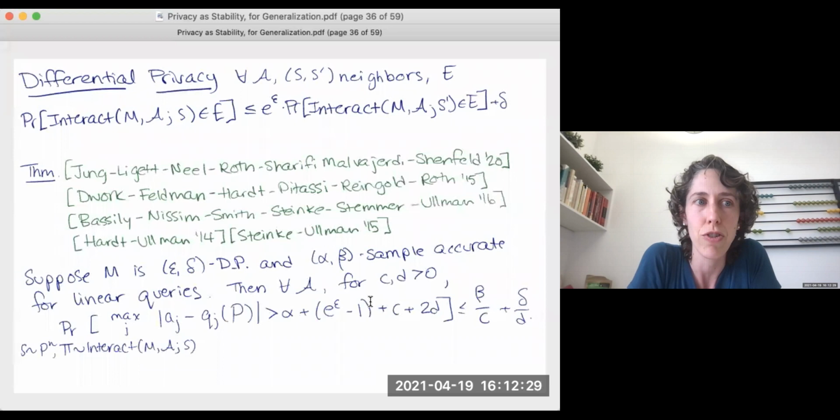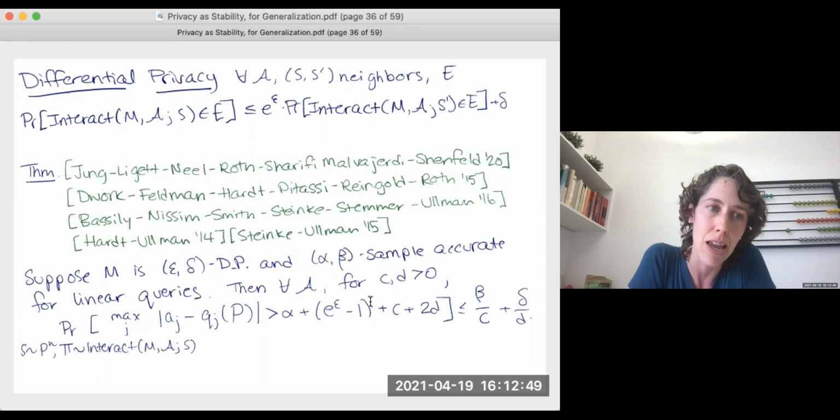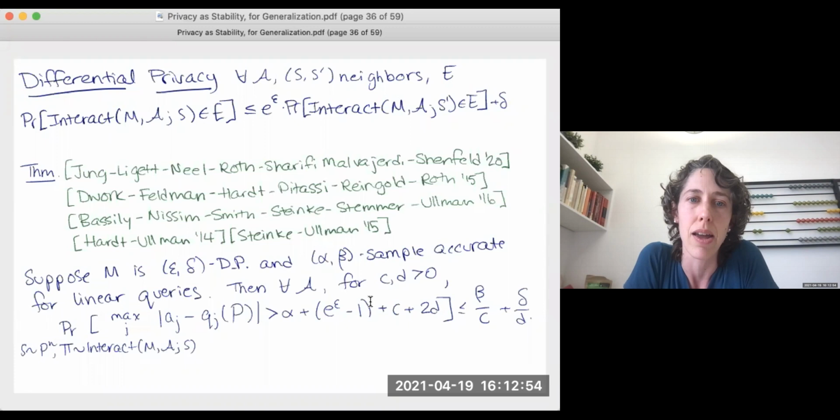The first version of this connection appears in work of Dwork, Feldman, Hardt, Pitassi, Reingold, and Roth in 2015. That result was subsequently improved by Bassily, Nissim, Smith, Steinke, Stemmer, and Ullman in 2016. Those results co-evolved with some negative statements of Hardt and Ullman and Steinke and Ullman. But the presentation that I'm following today, and the precise version of this connection, is from this work of Jung, Ligett, Neel, Roth, Sharifi-Malvajerdi, and Shenfeld from last year. And the theorem statement is this.